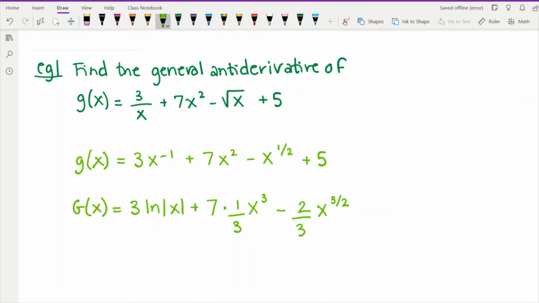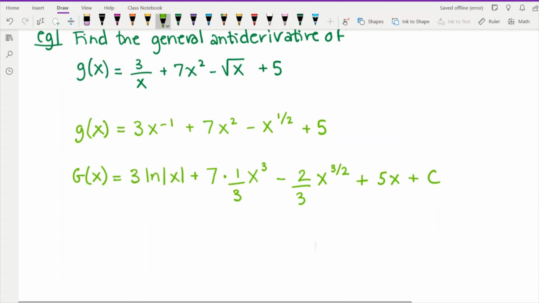Okay, then what about 5? Remember, we're not taking the derivative, we're taking the antiderivative. So what would be the function whose derivative is 5? Can you think of a function that when you take the derivative, you get 5? Well, that would be 5 times x. The antiderivative of 1 is x, because when you take the derivative of x, you get 1. And so the antiderivative of 5 would be 5 times x. And then we have plus c, because we're finding the most general antiderivative.